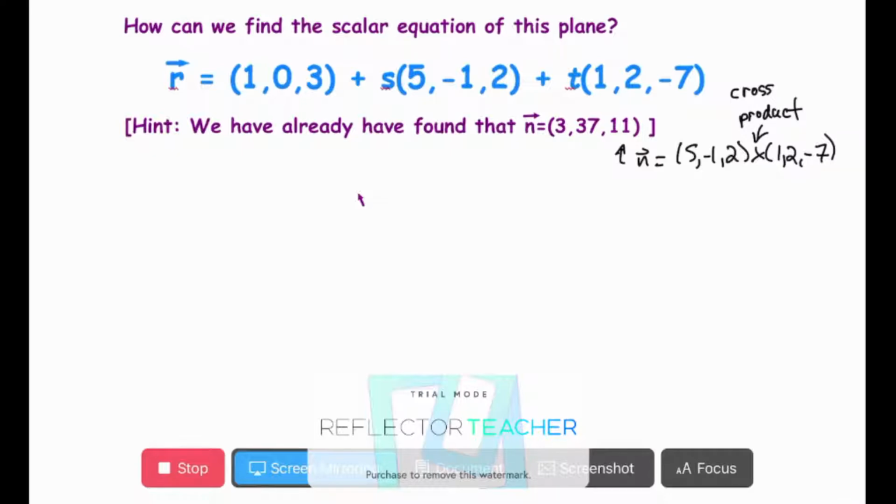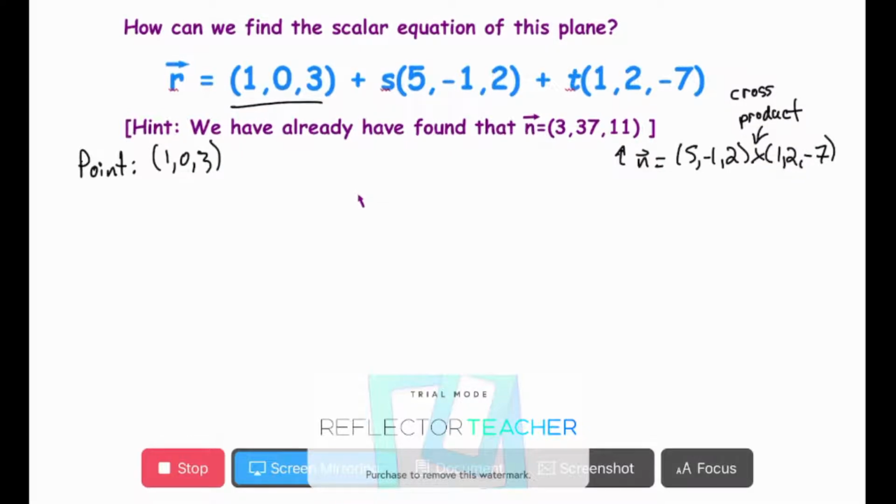So what do we need for the scalar equation? Well, we said previously we need a point and we need a normal vector, and we have those. So let's just indicate them here. We have our point from here, 1, 0, 3, and that's my x, y, and z value. And I have my normal vector, 3, 37, 11, and that's my a, my b, and my c value.